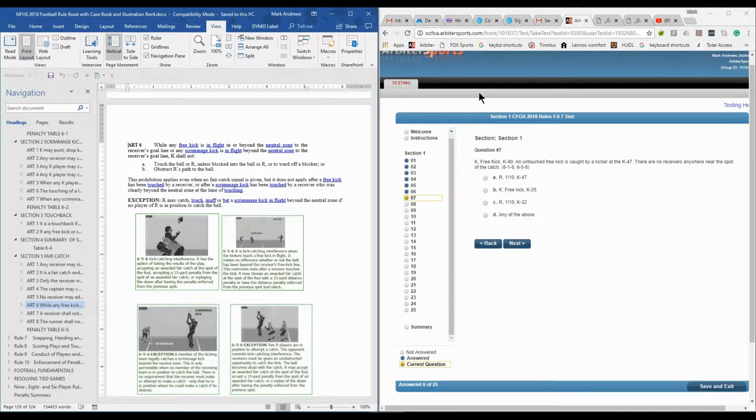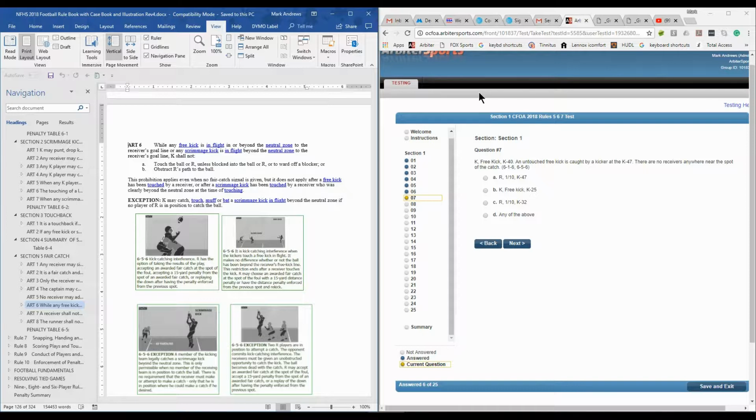Question number 7. K, free kick. So we have a kickoff from the K40. An untouched free kick is caught by a kicker at the K47. So the term caught, so the ball was in the air. He caught it, hadn't touched the ground. There are no receivers anywhere near the spot of the catch. So this is a free kick. K catches the ball in the air. What do we have?